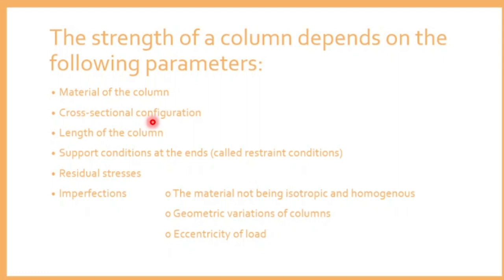And cross-sectional configuration. Whenever you change the cross section and the shape, you can provide the column as a circle or rectangle, or you can try some other shapes. A hexagonal shape you can try, or a pentagonal shape. So how you try the column size also matters.